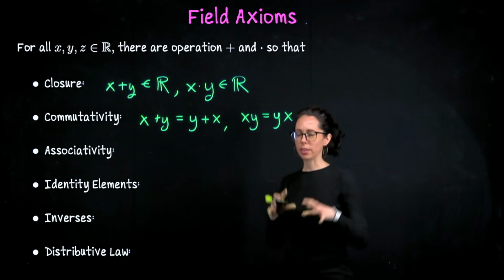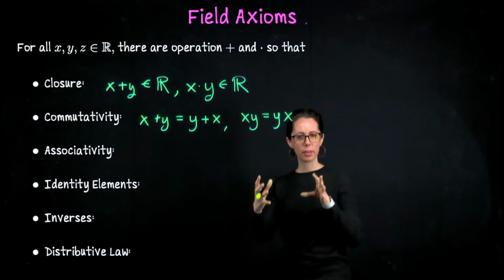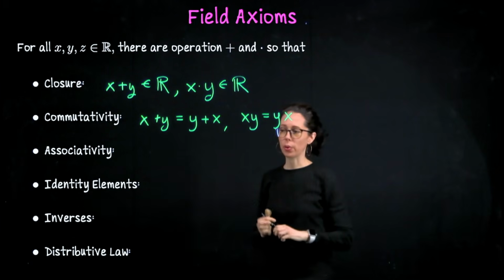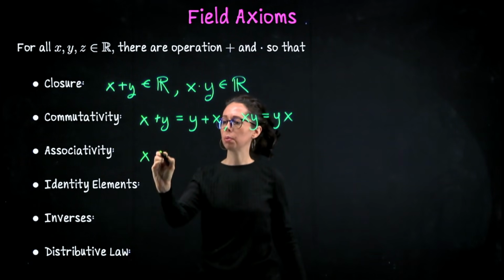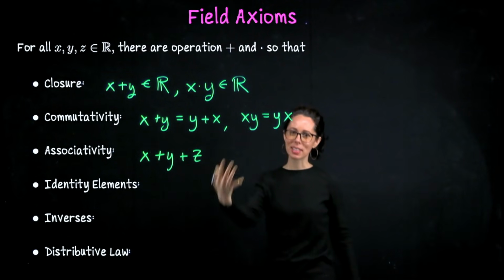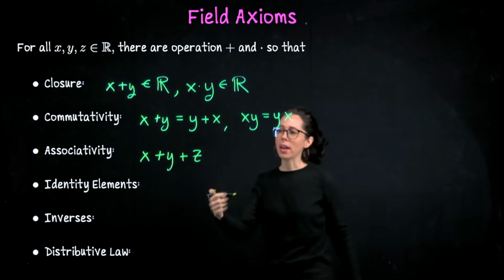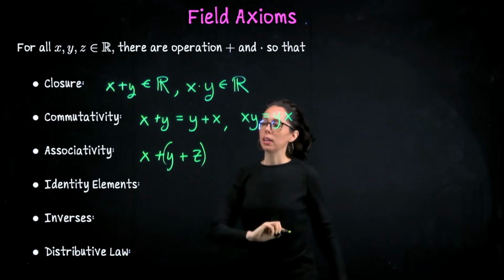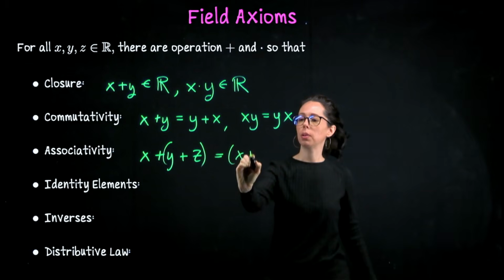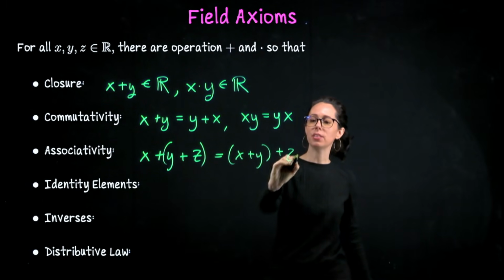Associativity means if you take 3, you can swap the order. These are operations that happen on pairs, not on triplets. So if you have something like x plus y plus z, when we write that, it makes sense to us because it doesn't matter if we do y plus z and then add x to that, or if we do x plus y and then add z to that.